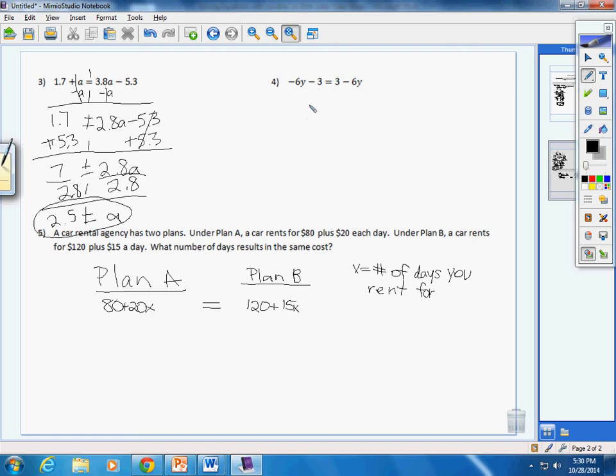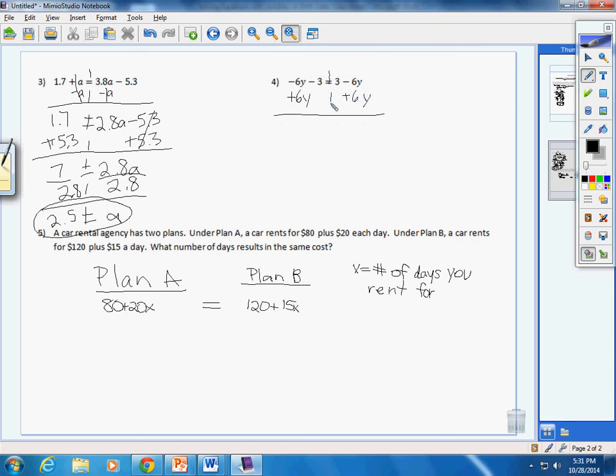So, of course, the goal is always to get your y's, or you're supposed to get one y by itself when solving an equation. So what I've done in my first couple examples is gotten all the y's, all the variables, onto the same side. So let's try and do that here. The simplest way to do that is just to say, all right, I'm going to add 6y to both sides.